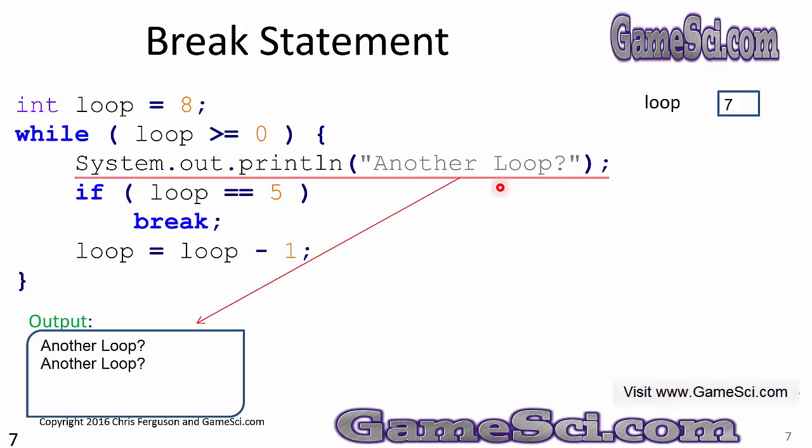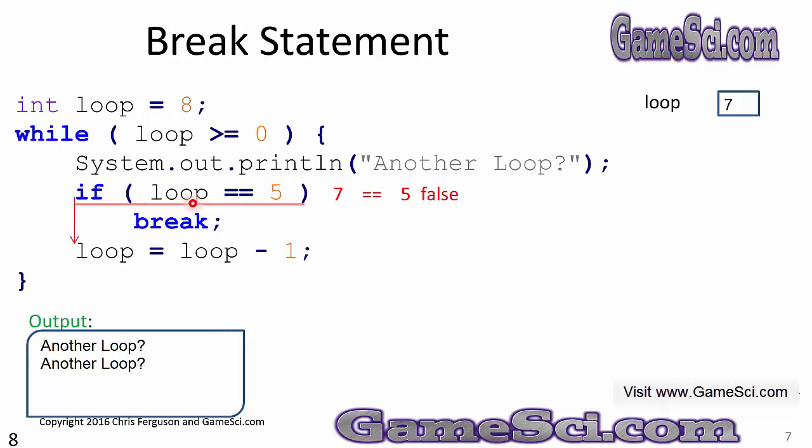System.out.println executes again, and another loop appears on the console. If loop equals 5 is now 7 equals 5, because there's our new value in the loop variable. That is still a false statement. So once again, we're going to skip from the if all the way down to the loop equals line. Do not execute the break when this condition is false.